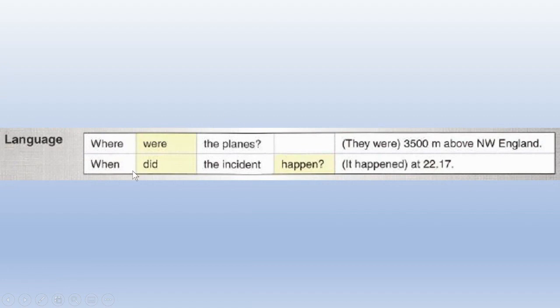If the sentence or the question has a verb, as we can see here, "happen," yes, we need an auxiliary verb, a helping verb. Here, the helping verb in the past is "did." In other words, the past form of "do" and "does" is "did," and the past form of "is," "are," "am" is "was" and "were."